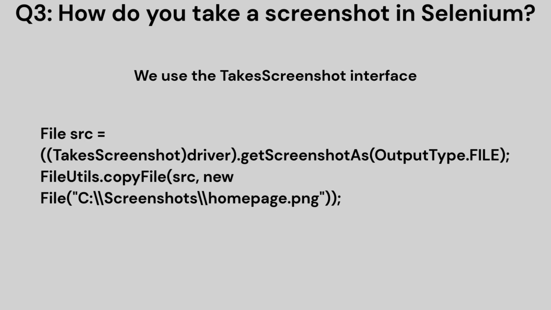Okay, so basically you need to use the TakesScreenshot interface, and you can specify the code like File src equals the TakesScreenshot interface. You cast it into .getScreenshotAs, and you specify the output type OutputType.FILE, and then the FileUtils you use to save the file. So FileUtils.copyFile, and you save the file using the specified location.